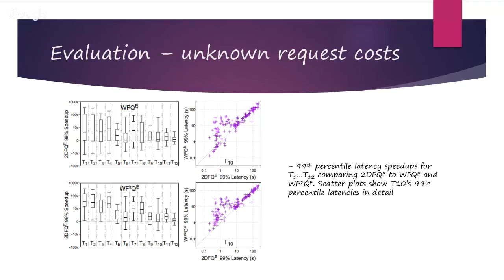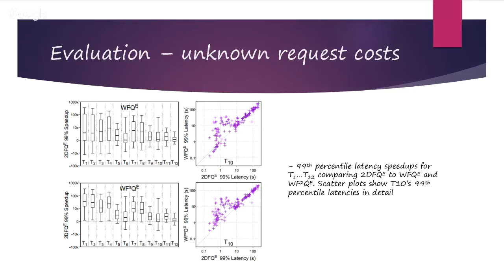However, two-dimensional fair queuing does not improve 99th percentile latency as much for tenants with large or unpredictable requests, such as T11 and T12. The right picture plots the 99th percentile latency across all experiments for T1, comparing two-dimensional fair queuing to weighted fair queuing and worst-case weighted fair queuing.